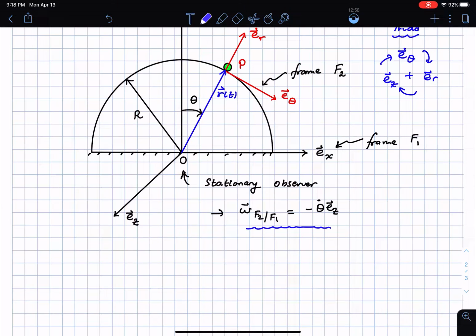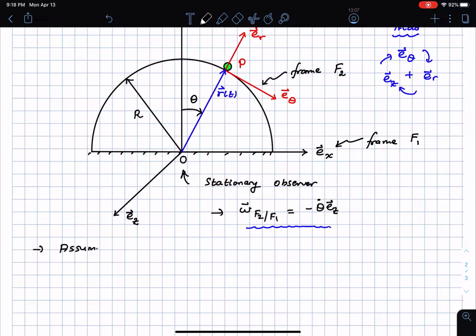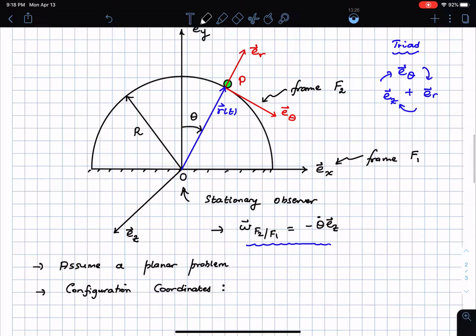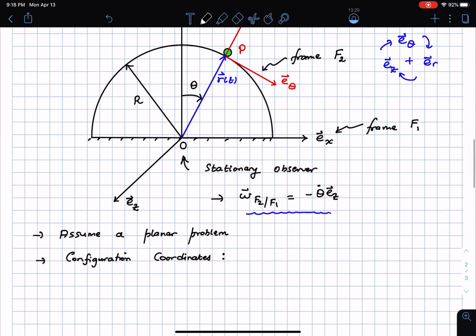I see that there are how many configuration coordinates? This is in 2D, so we're looking at a planar problem, so I'm going to assume a planar problem. Which means that the configuration coordinates, there are going to be 2 of them, and you can either call them x and y, or I'm going to call them r of t and theta of t. Okay, there are 2 configuration coordinates.